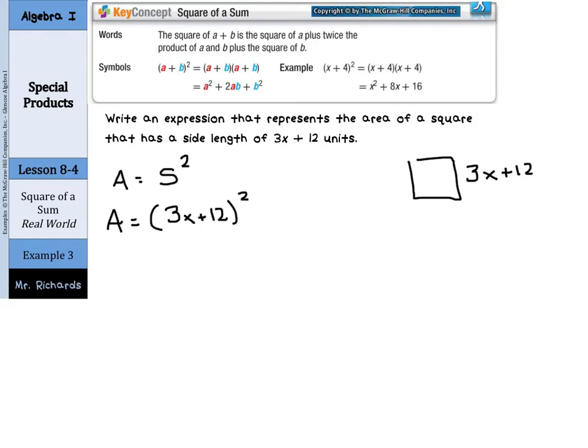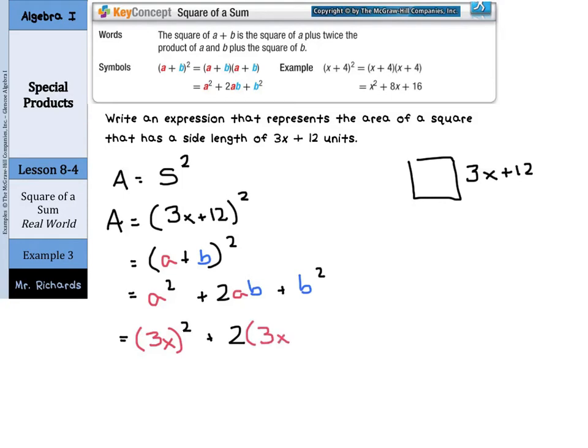So we can follow our square of a sum rule, where we take our first term a plus b squared, which is really going to be a squared plus 2ab plus b squared. So basically, this will equal 3x for the a squared plus 2 times 3x times 12 plus 12 squared.